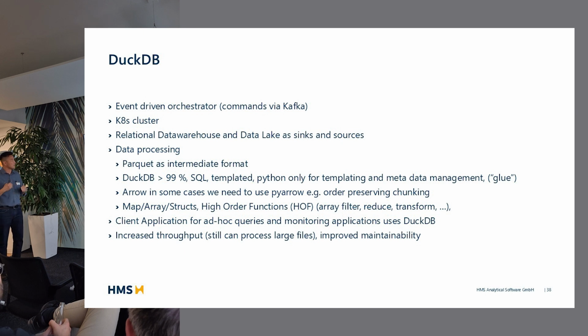Sometimes we fall back to Apache Arrow because we sometimes need order-preserving chunking of the input files. And sometimes we indeed have files which are more than 50 gigabytes in size, 50, 70 gigabytes. In this case, to process on a single node, we do what Spark can do for us, but we don't have a strict time constraint. So we chunk the data and process the chunks with DuckDB, and for chunking, we use Arrow.